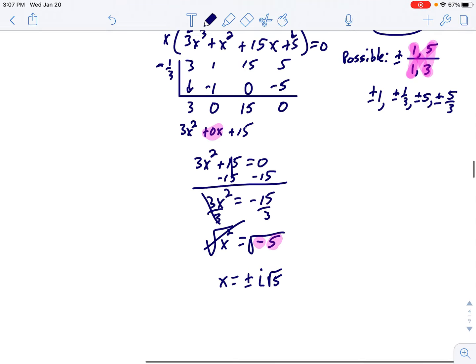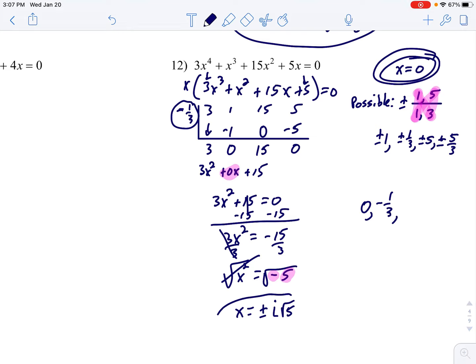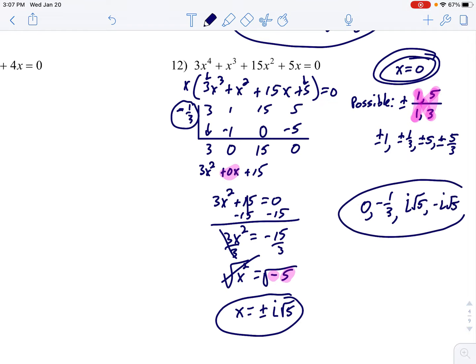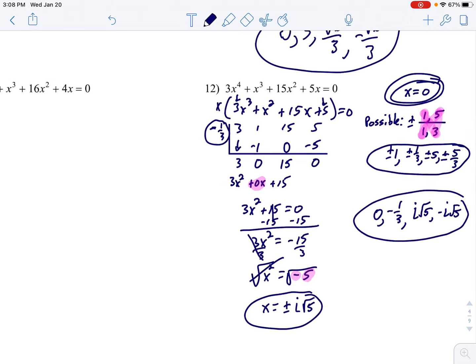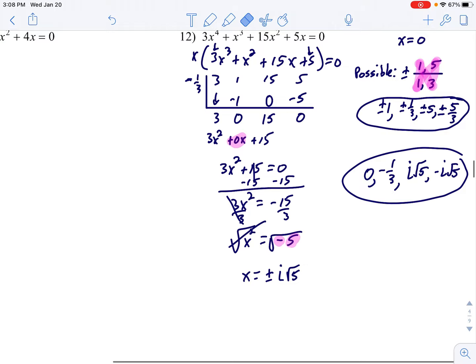So what are the answers? 0 was one answer. Negative 1/3 is another answer. Positive i radical 5 and negative i radical 5. And don't forget our list. Nope, that wasn't the list. The list is right here, our list of possibilities. I've circled too many things. Let me just leave my final answers circled and I will check them.